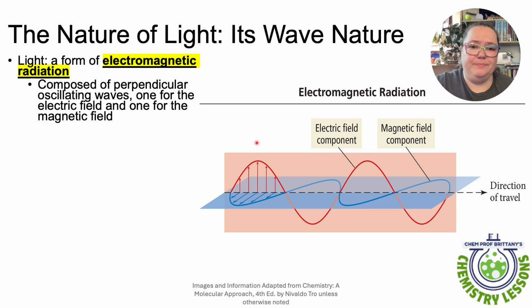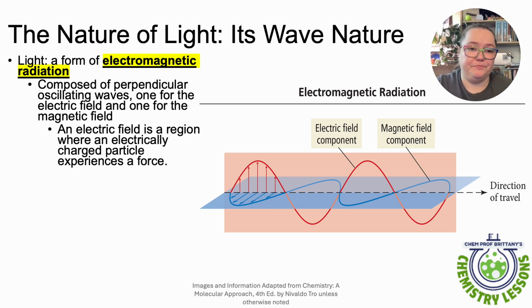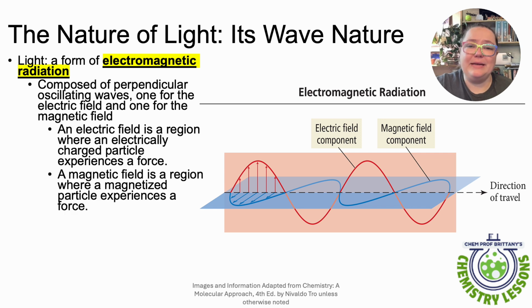So we've got one wave that represents the electric field component, and then another wave that represents the magnetic field component, and they are always at right angles to each other. An electric field is a region where an electrically charged particle experiences a force, and a magnetic field is a region where a magnetized particle experiences a force. So electromagnetic radiation has both components here.